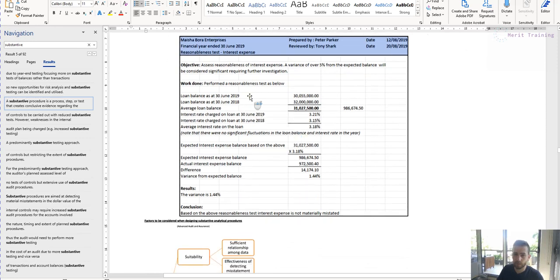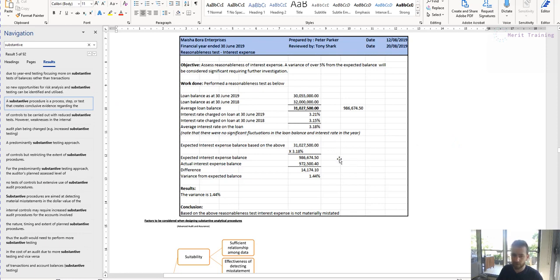So here's an example. We've identified interest expense as an account we want to look into. It's not a high risk account because it's not revenue, and it's not an account that we've identified as high risk for this particular business. So the audit partner says, yep, that's fine, we can just do an SAP. We're going to look at the loan balance for the last 2 years, 2018 and 2019, and take an average of the two, 31.02 million. Then we multiply that by the average interest rate throughout the year. It was between 3.21% and 3.15%, so we take an average of 3.18%.